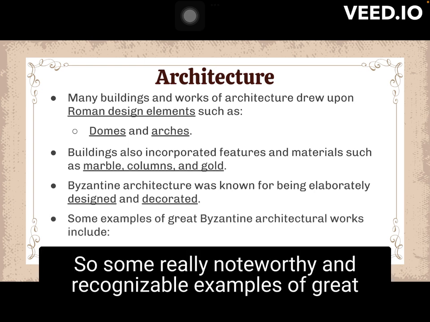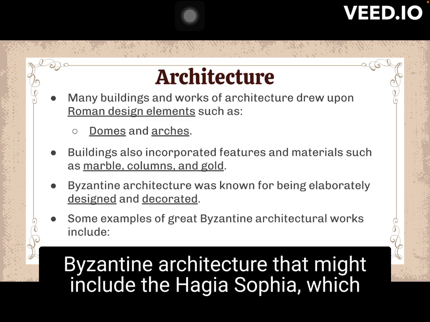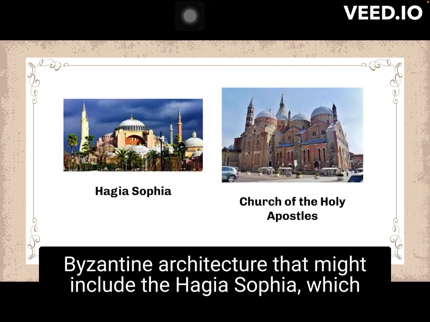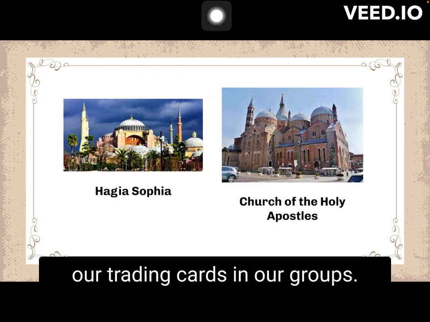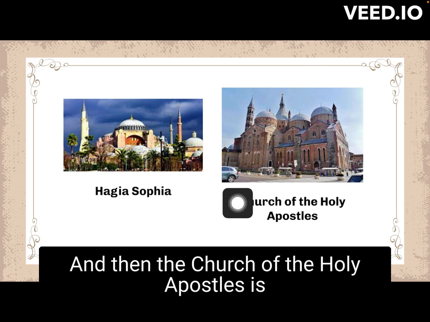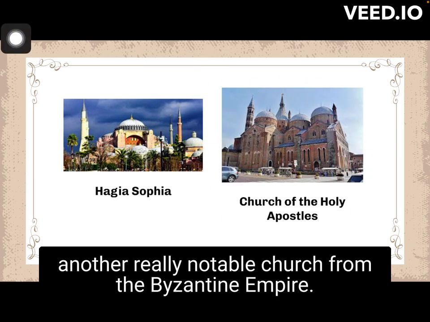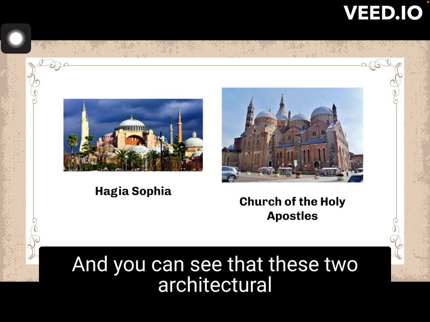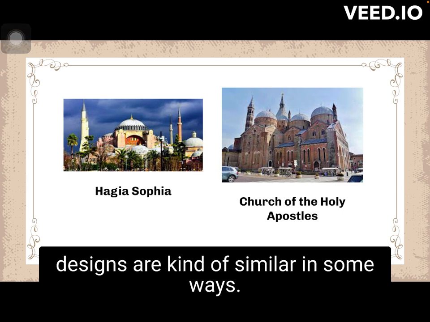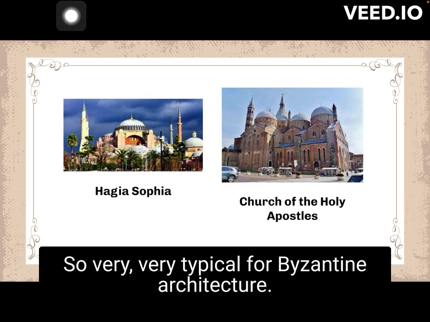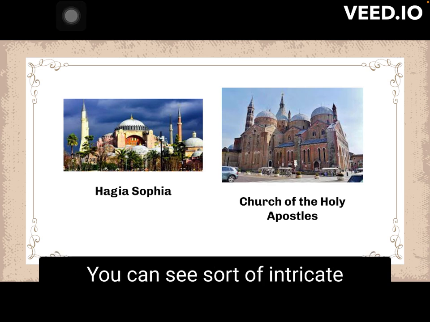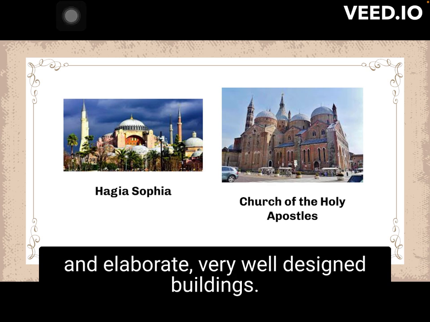So some really noteworthy and recognizable examples of great Byzantine architecture might include the Hagia Sophia, which we got a little bit more familiar with through our trading cards in our groups. And then the Church of the Holy Apostles is another really notable church from the Byzantine Empire. And you can see that these two architectural designs are similar in some ways. We see the domes, we see the arches. So very typical for Byzantine architecture. You can see intricate and elaborate, very well designed buildings.